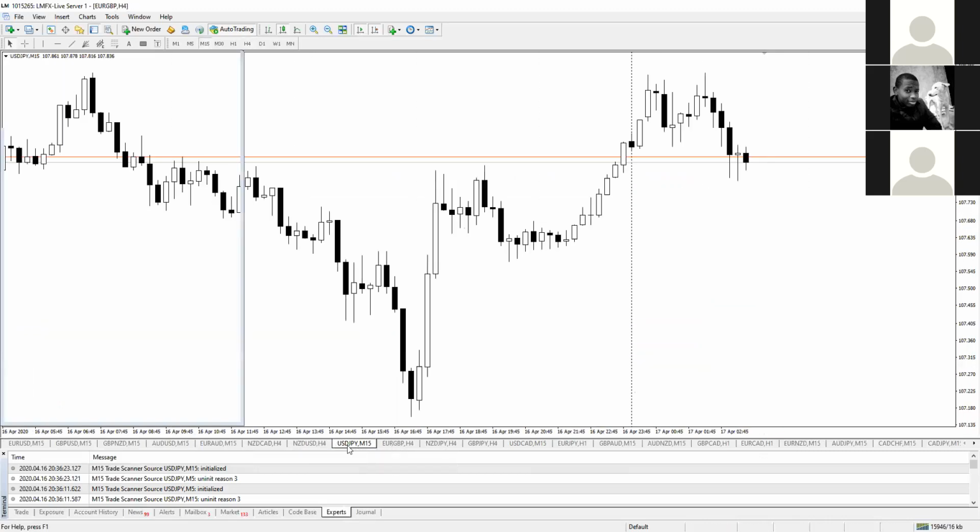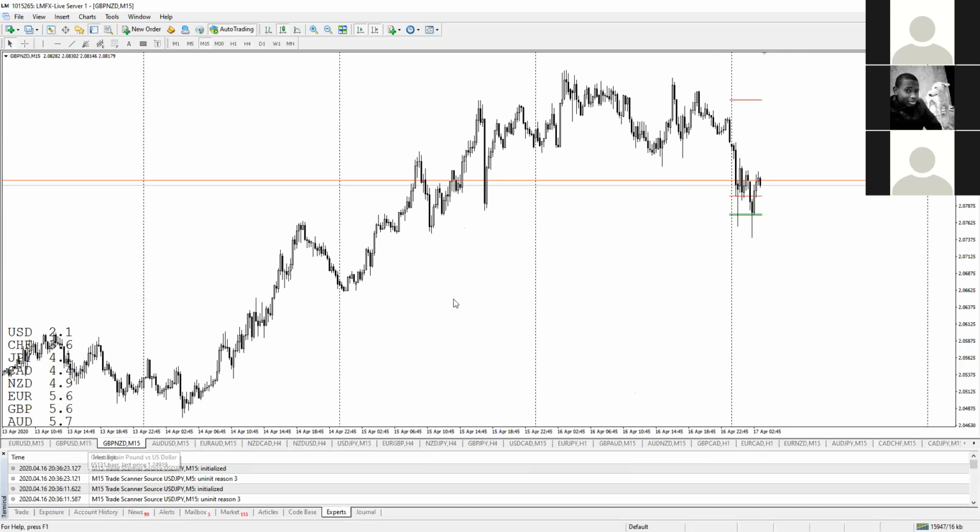What you really just want to do is use it as a tool, but don't rely on it too much because it is, in theory, a lagging indicator. So even though Euro is super strong right now, that could change in a second, and USD could be the strongest. So just use it to your advantage.